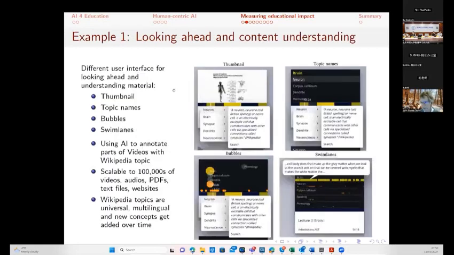So here's the example of this look-ahead content understanding. This was a system that we developed to assist people in searching through videos to find relevant and interesting topics. So you could do a search and it would show a timeline of the video that had the concept you were searching for. In this case, I think it was neuron.